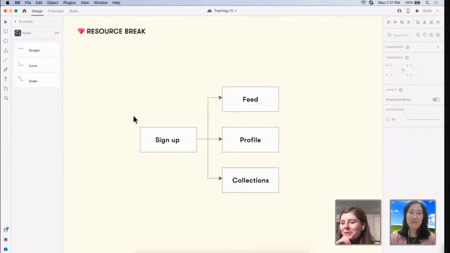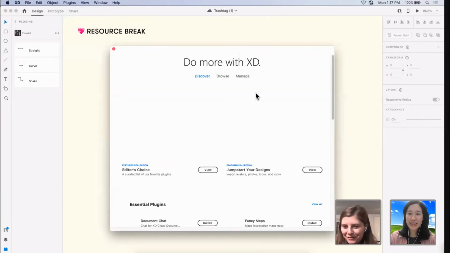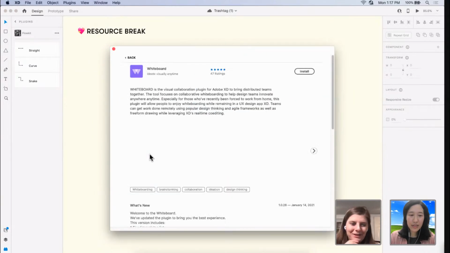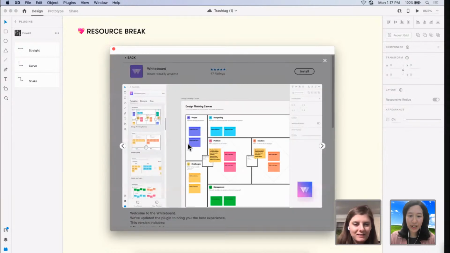I realized I misspoke about the plugin. I mixed wireframe and whiteboard in my brain. So it's called Whiteboard. I was looking at this and I thought of wireframe. So Whiteboard is the plugin that I meant to say before. There it is. So that's where you can quickly bring in those flowcharts. But the one you mentioned as well, Flowkit, is a great one for putting in those quick little lines to connect things.